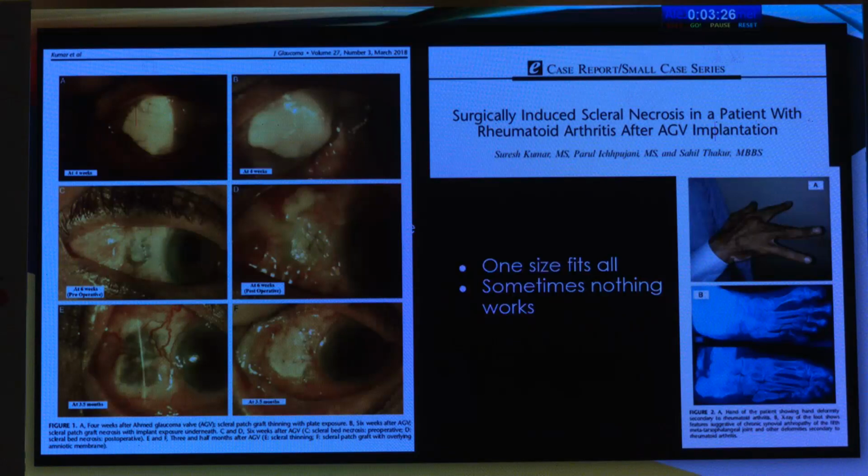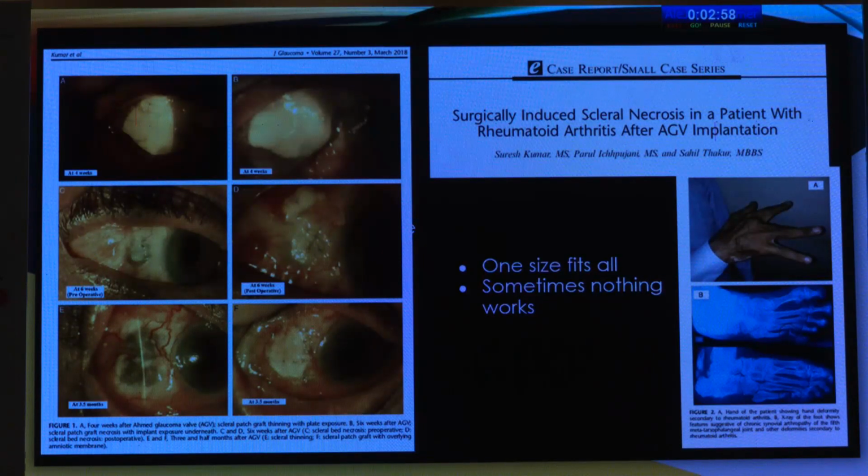However, the hypotony can have sinister underlying cause, like our patient had surgically induced scleral necrosis after implantation. He had rheumatoid arthritis, so after implantation of AGV he had surgically induced scleral necrosis. This has been published in Journal of Glaucoma. So after 2 or 3 weeks, patient started showing area of scleral necrosis where implant had been put, and there was hypotony also.